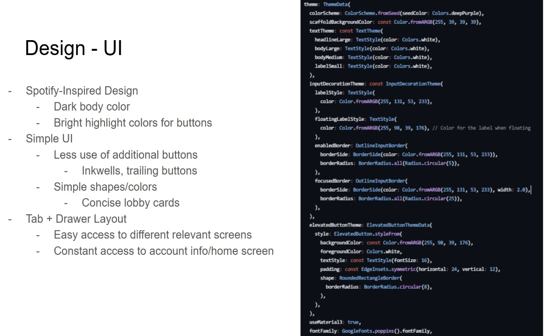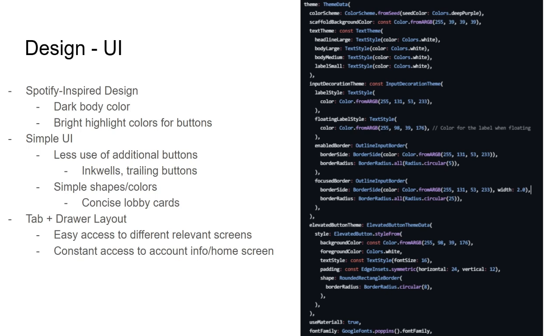And on another note, we made sure that the shapes of a lot of the objects in the app were just kept simple. For example, the lobby cards were kept very concise. We didn't want to overwhelm the user with information. We just kept it as a simple rounded rectangle card with just little information, simple colors, nothing crazy.